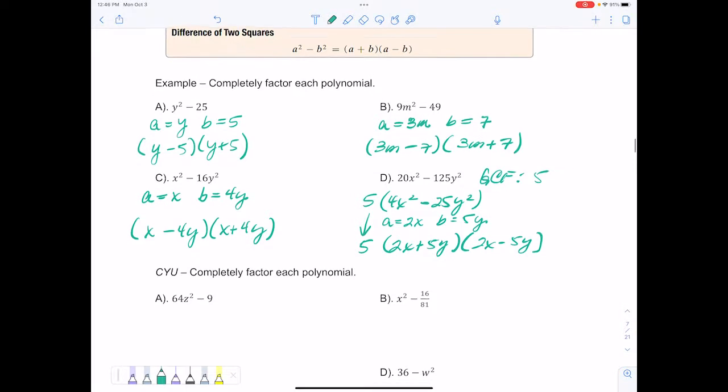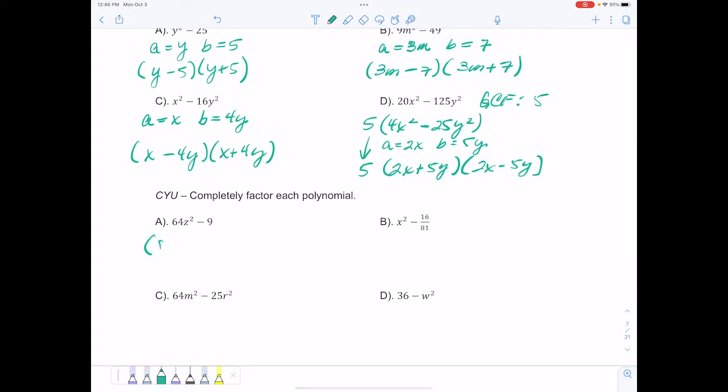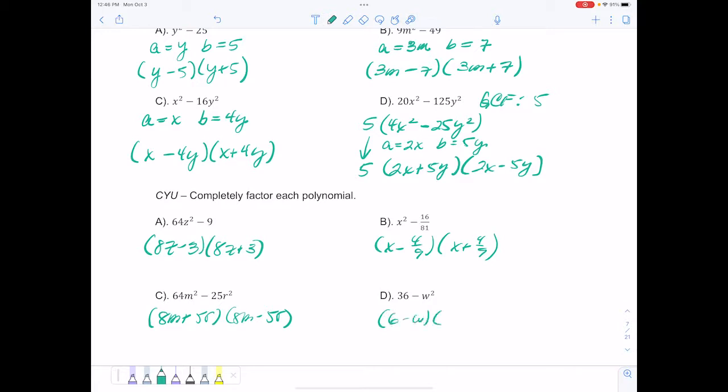Okay, and then you can try each of the problems underneath the practice, and I'll give you the answers for these so you can check them. Please pause the video and try factoring those.